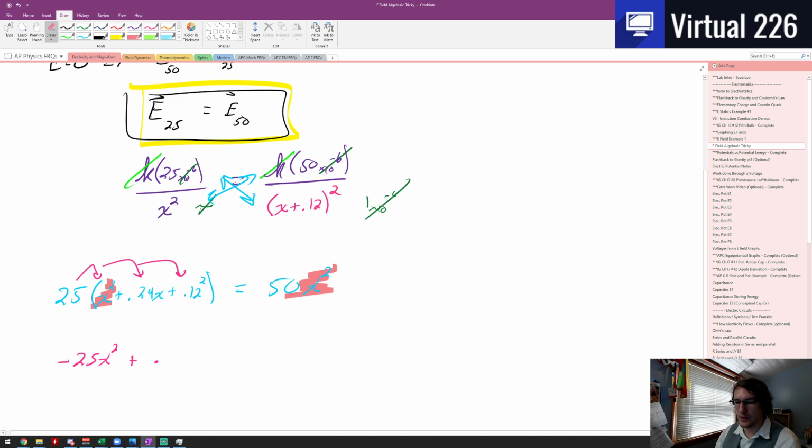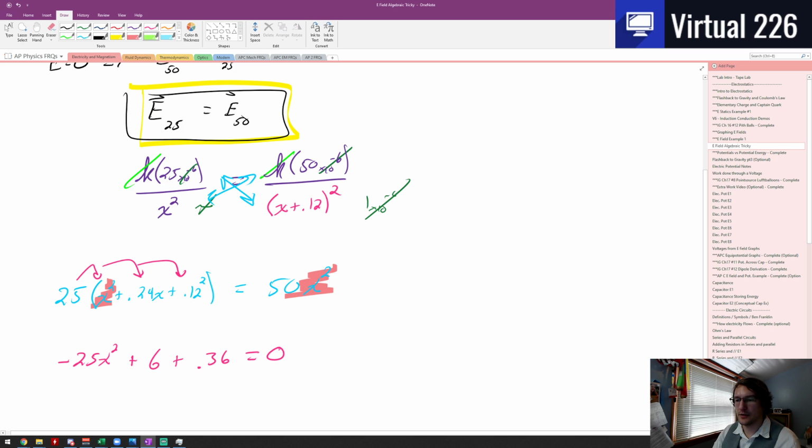Whoops. Eraser, eraser. It's going to be 6, right? Am I doing that right? Let's double check that. I just want to double check that real quick. Yeah, it gave me 6. Good. And then plus, at the end here, we're actually going to get 0.36. And that's going to equal 0.